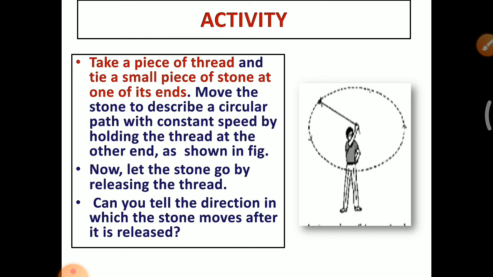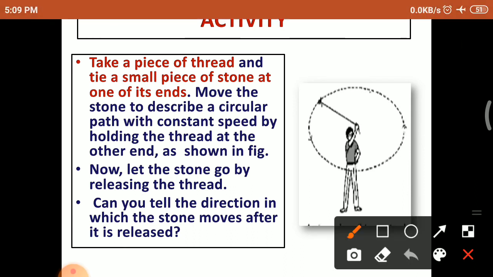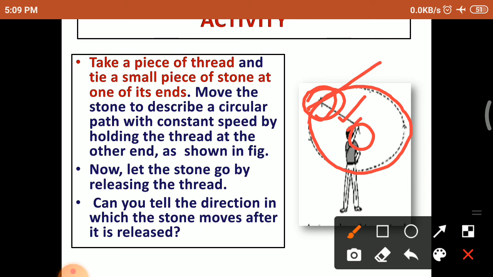This is an activity. Take a piece of thread and tie a small stone at one end. Move the stone in a circular path with a constant speed by holding the thread at one end. Let the stone go by releasing the thread. Can you tell the direction in which the stone moves after it is released? Once I release the stone, in what direction will the stone move?